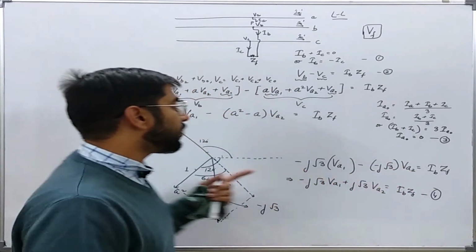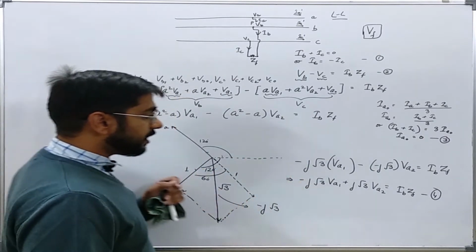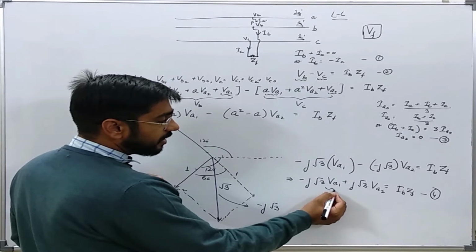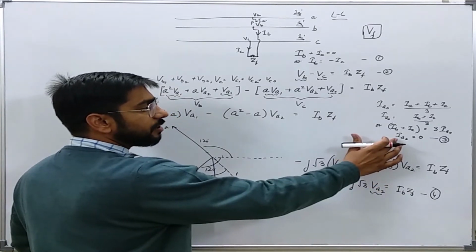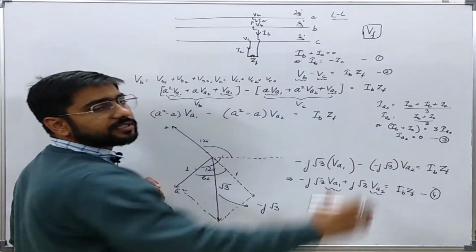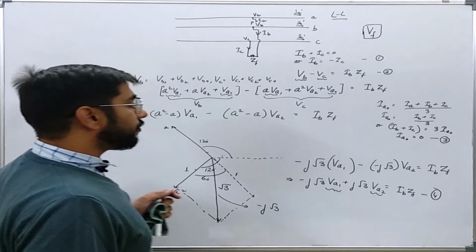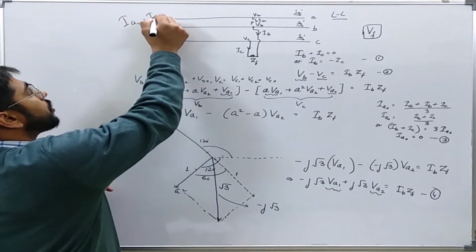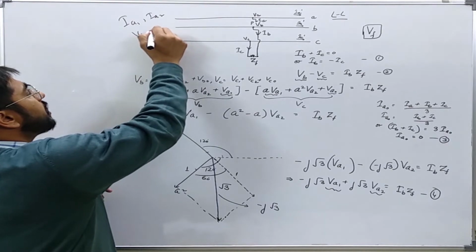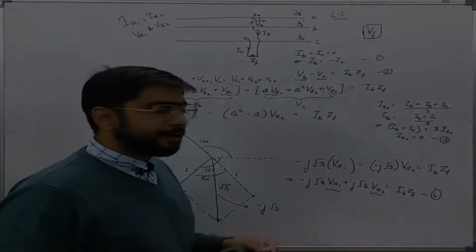We will also try to find the value of IA1 and IA2, and we will also try to see the relation between VA1 and VA2. Now we already know that IA0 is equal to 0, so there is no zero sequence current in the zero sequence network. Now we need to find the relation between IA1, IA2, VA1 and VA2. That we will see in the next slide.